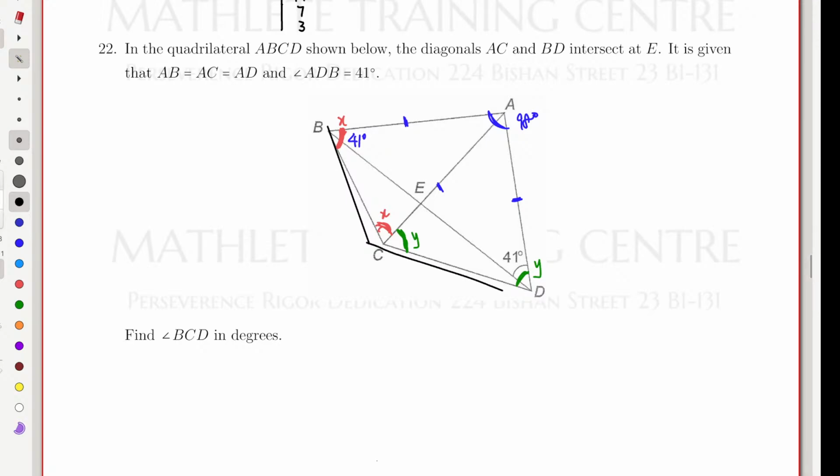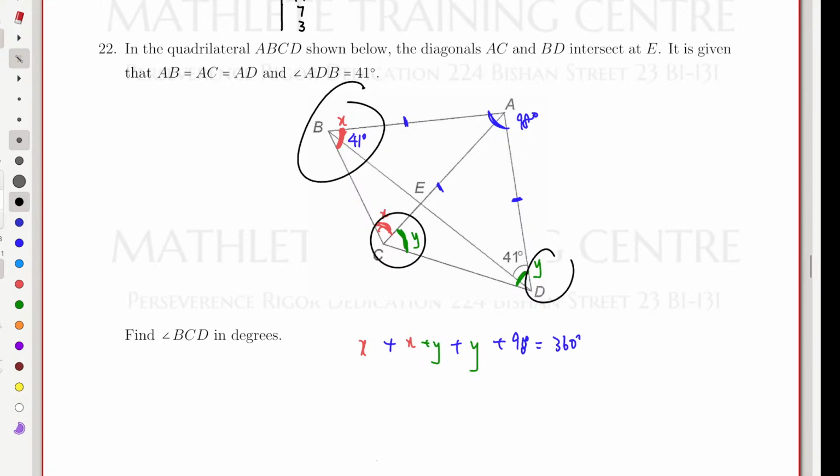Then for the entire quadrilateral, what you can see is that the sum of degrees of the quadrilateral is 360. So when we have this sum of degrees, we have x plus the angle at C. Angle BCD is x plus y, right? So it's x plus y. And then we have the angle at D, which is the angle y. And finally, the 98 degrees at the top. Together, these four angles will be 360. So this angle, this angle, this angle, this angle add up to 360 degrees.